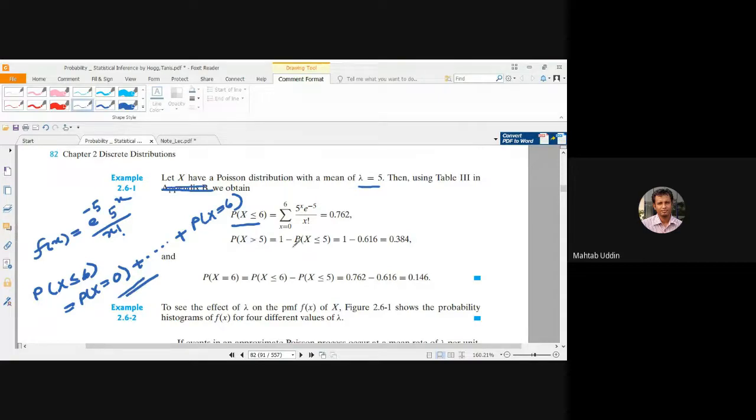Also, for greater than, you have to write 1 minus P(x less than or equal to 5). So take the probabilities x equal to 0 to x equal to 5 by putting the values of x here, you will get this. Also, for x equal to 6, don't use this. For x equal to 6, you have to write e to the power minus 5 times 5 to the power 6 by 6 factorial, which is the answer. Do you understand? Yes.